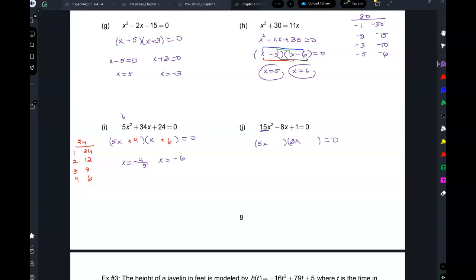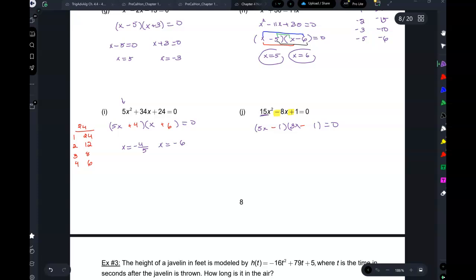Now, there's only one way to multiply to a 1, so that's 1, 1. And you notice how it's minus plus? That means it's always going to be minus minus. So now let's see if this works. -5x, -3x, that's -8x. This does work. So this will be x equals 1/5, x equals 1/3. Okay.